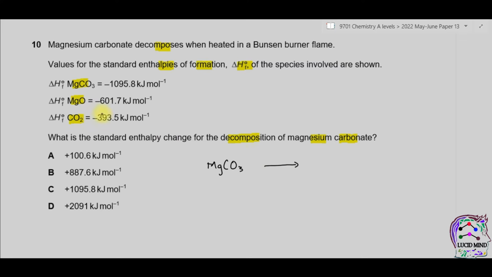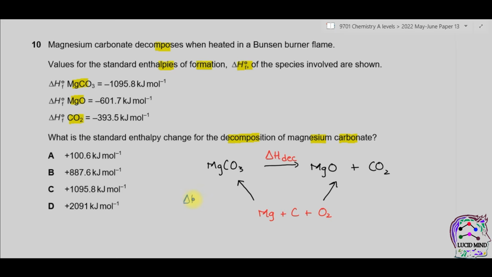We have to find out the decomposition. So decomposition of magnesium carbonate forms magnesium oxide along with CO2. Now the equation is already balanced. This enthalpy change is, let's suppose, the decomposition, delta H dec. Now the elements that are used up in this compound, we have magnesium, carbon and oxygen. So they can react together to form either of these compounds. So this will show us the enthalpy change of formation of magnesium carbonate.